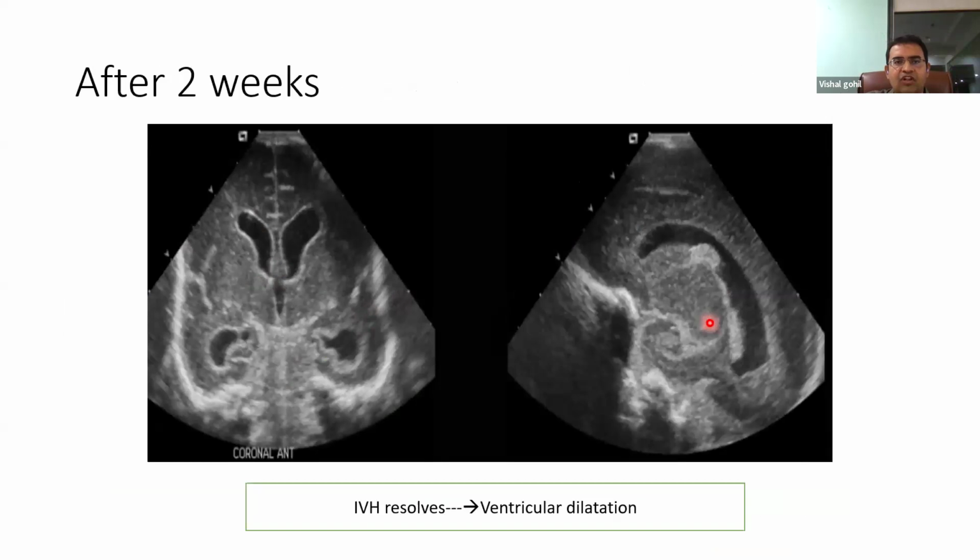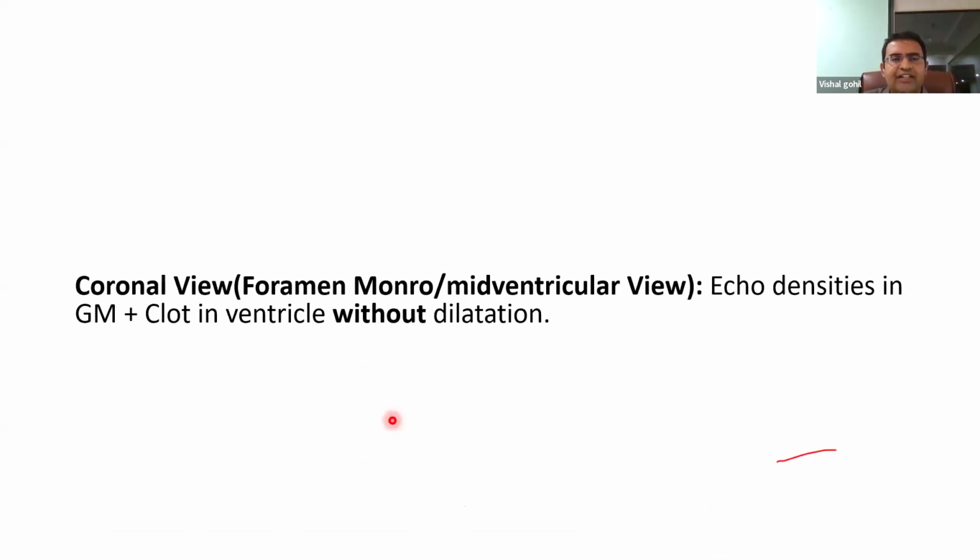So what happens if we follow this IVH? Most of the time, again, it resolves. There is an 11 to 12% rate of ventricular dilatation. So this is your ventricular dilatation. You can really see that this is your lateral ventricle, this is your foramen of Monro, this is your third ventricle, this is the inferior horn of the lateral ventricle. And it has a good outcome if we compare grade 2 with grade 4 IVH.